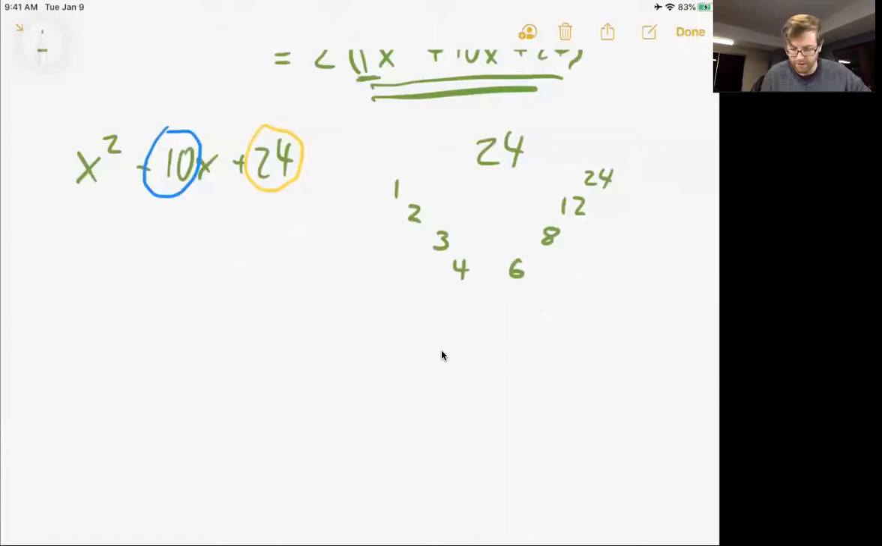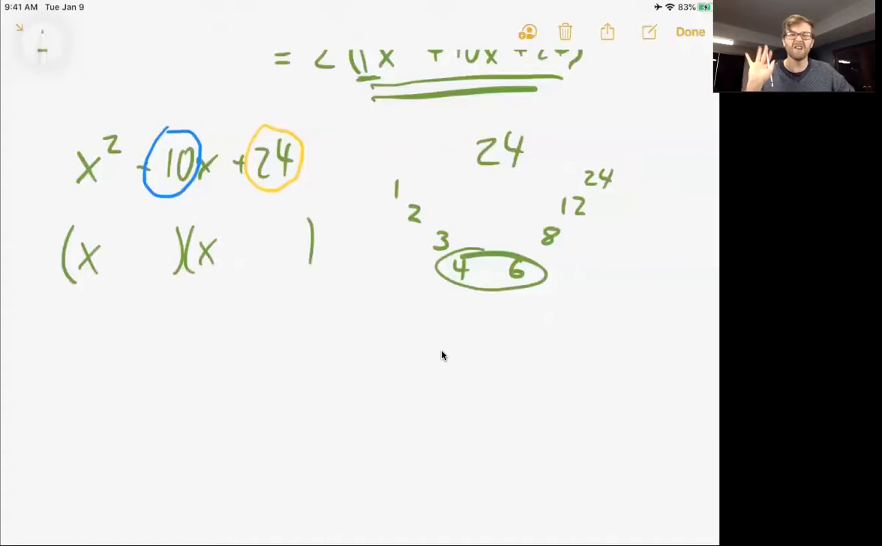So it looks like the 4 and the 6 will do nicely because 4 plus 6 is 10, so that works pretty well. And then remember, since the leading coefficient is 1, we know that this position of the binomial is just going to be x. So that's always nice and easy when this leading coefficient is 1. We just put the x's there. And then we just put in the numbers that we selected, the 4 and the 6. So that's it. That's all you have to do. As soon as you find those numbers, those are the numbers that go in those positions.